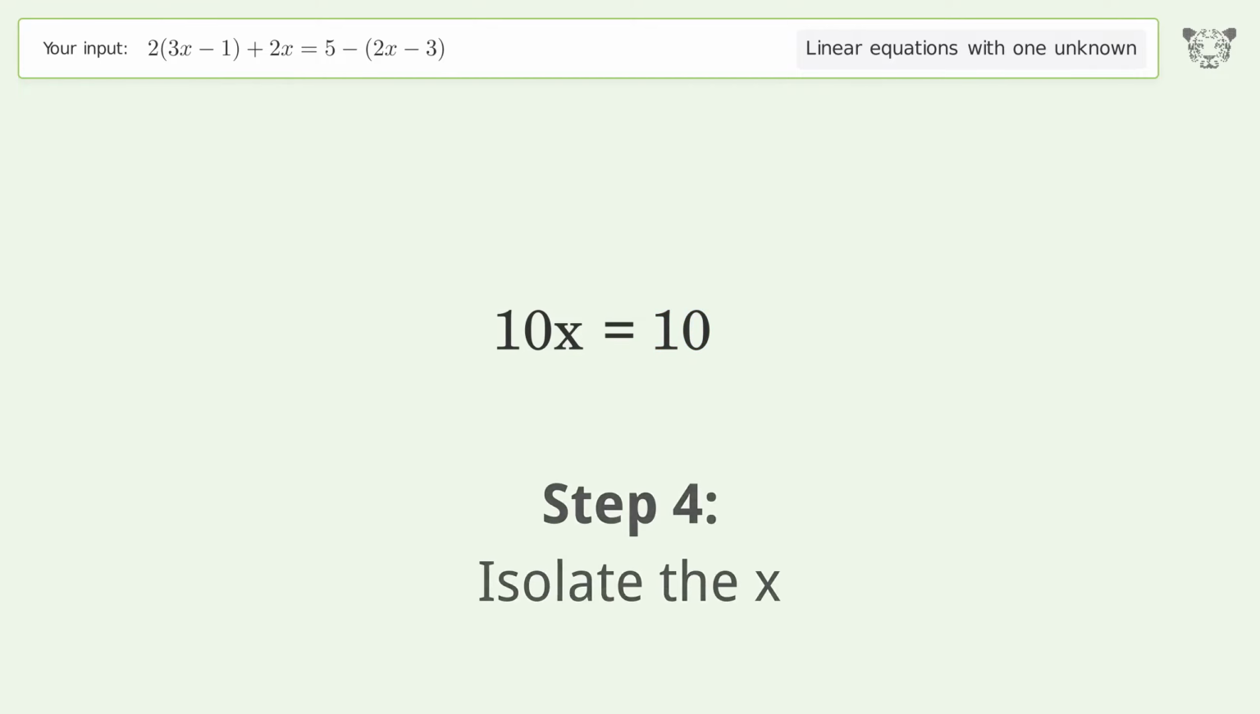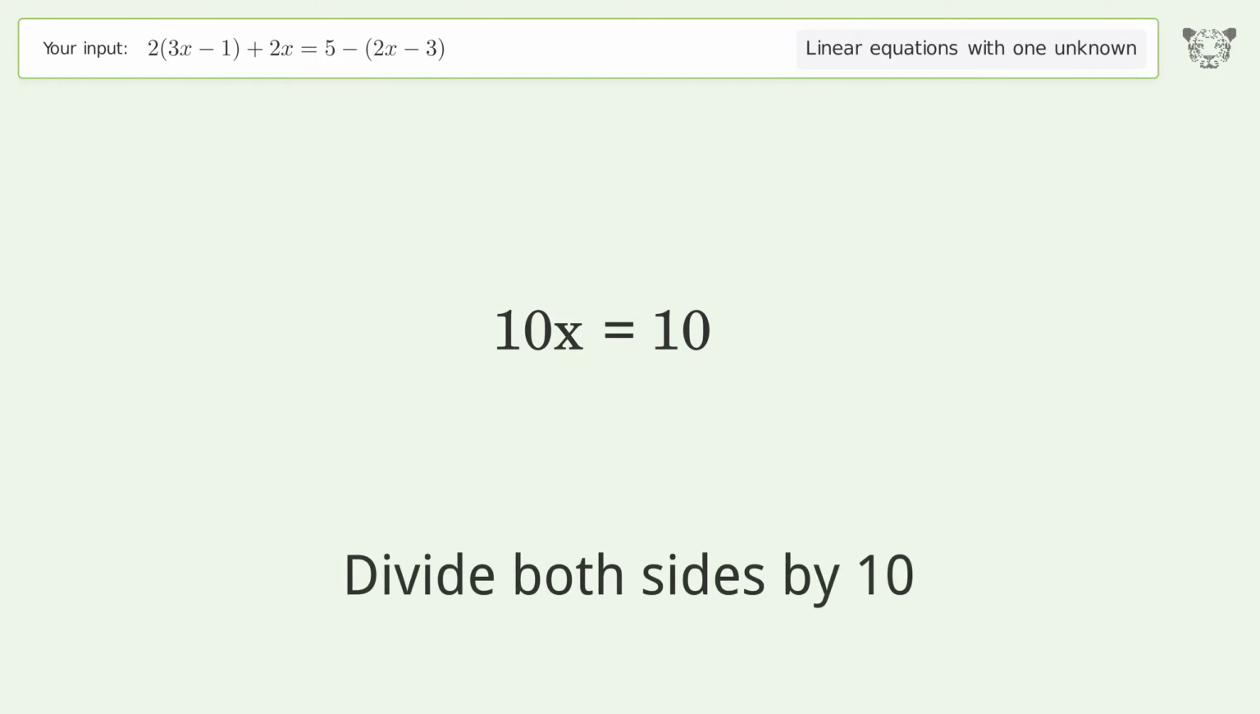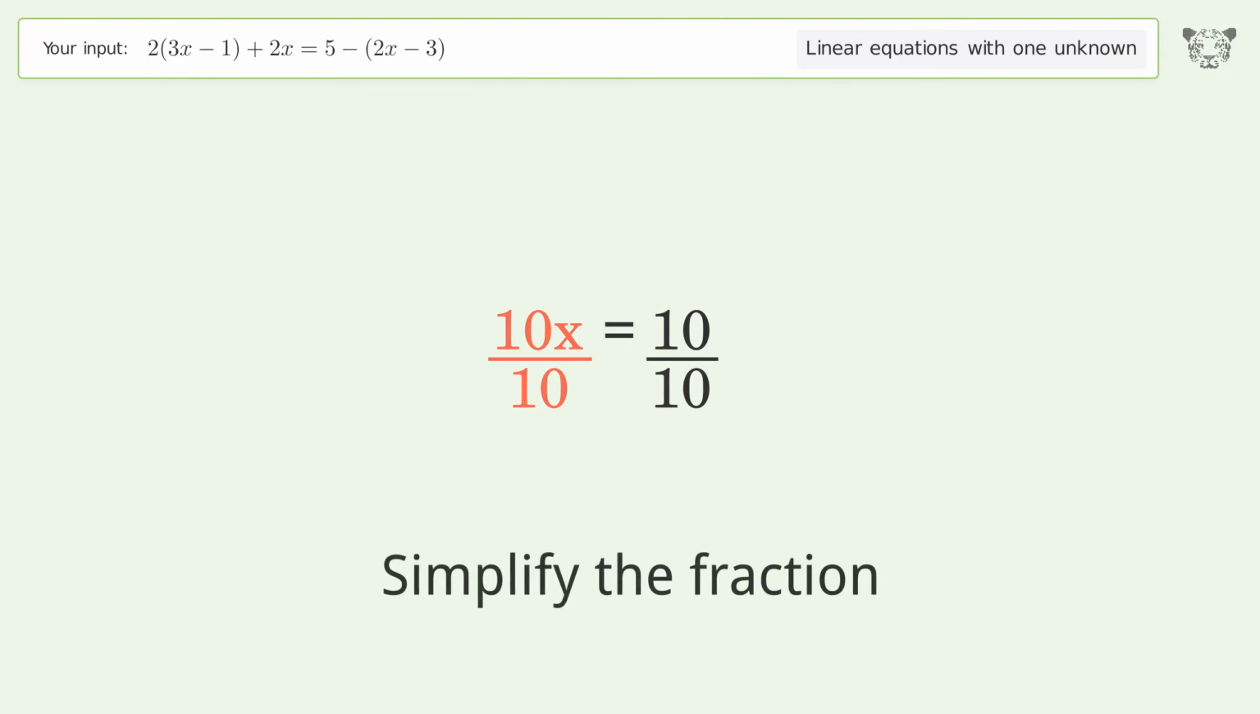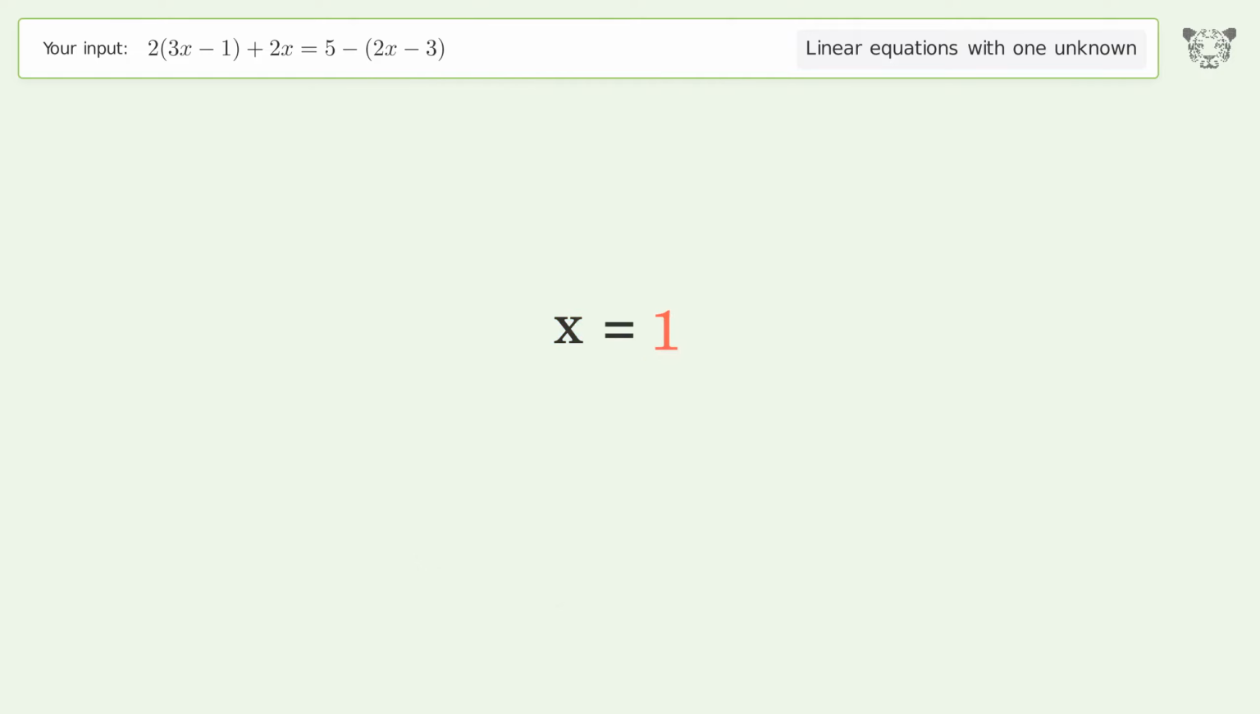Isolate the x. Divide both sides by 10. Simplify the fraction. And so the final result is x equals 1.